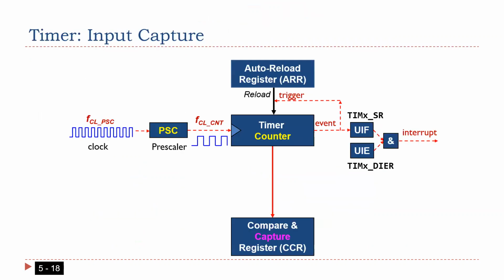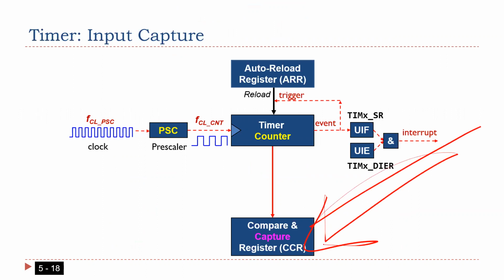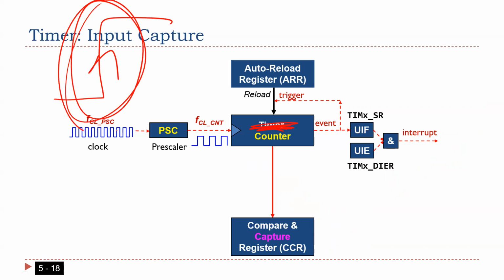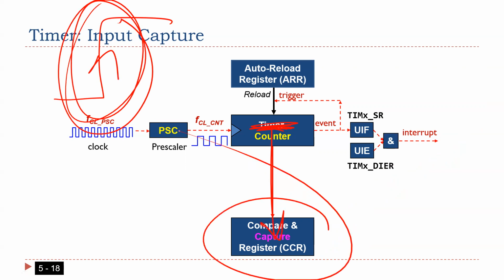So again, there is a big difference between CCR here and the CCR in case of output compare. In case of output compare, you write to CCR because you want to toggle the signal at a certain value of CCR. But now, this is like a timestamp. When there is an event, the time is going to be stored in CCR. This time you are going to read CCR, not write to CCR, because this is the time.